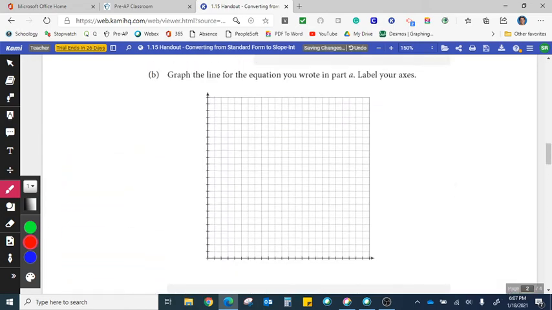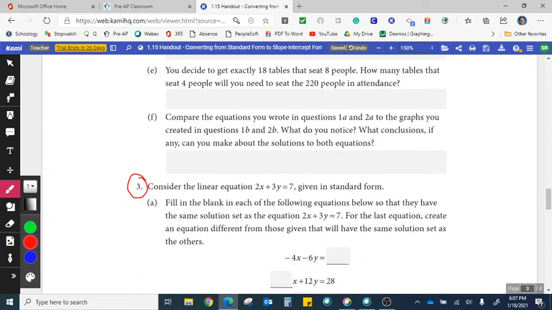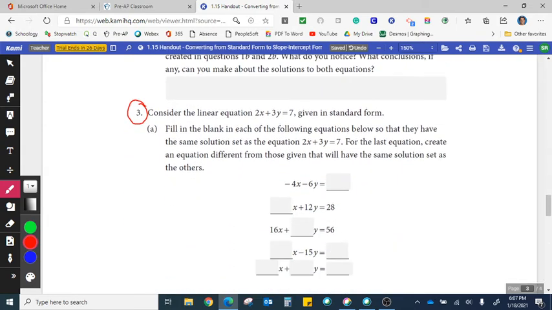Alright, the squared problems are problems that you do. So now we're down to number 3. I'm going to do number 3 for you. I'm going to talk to you about number 3.